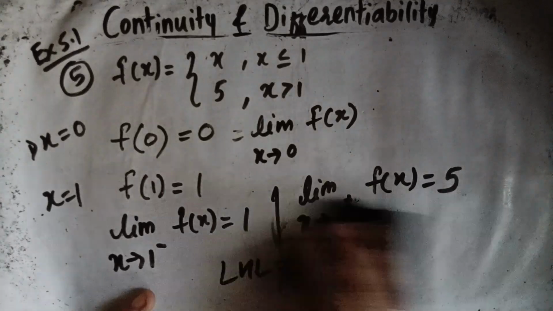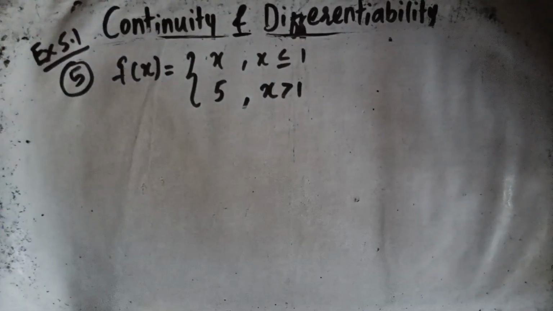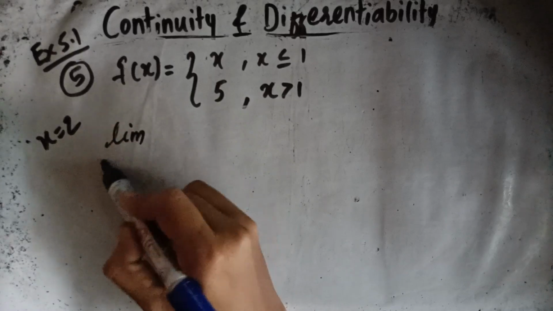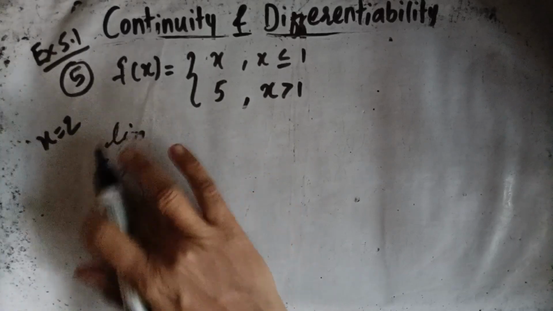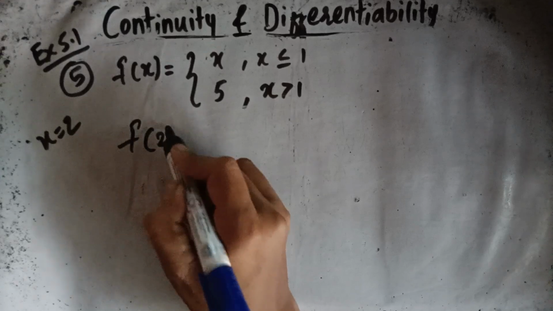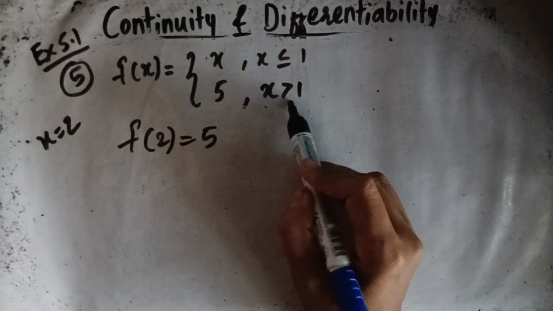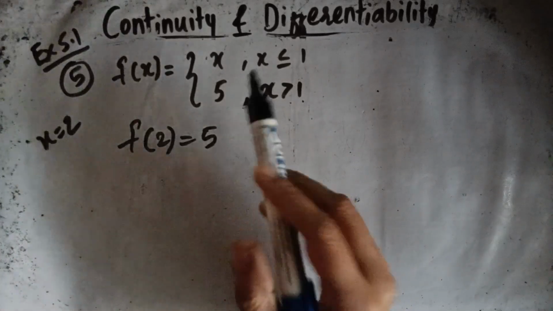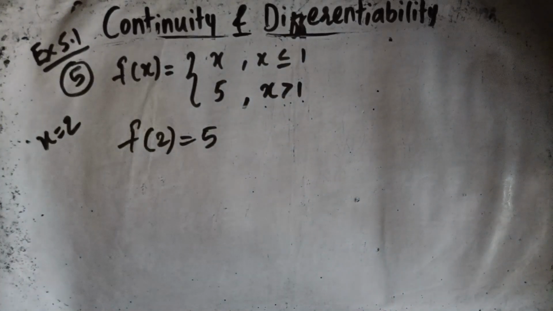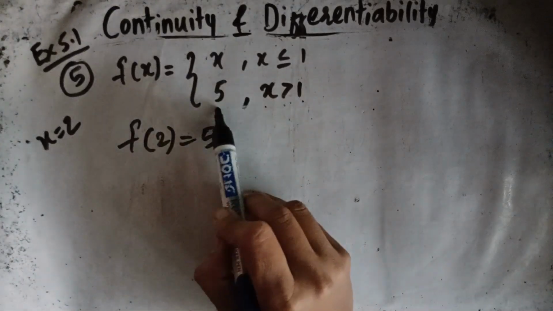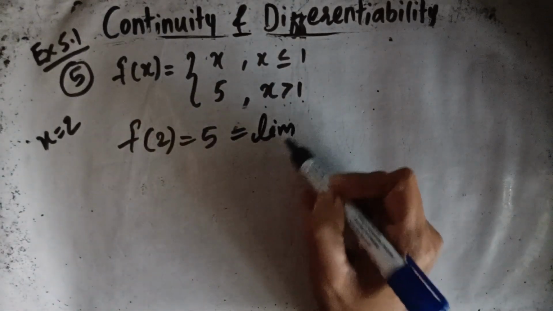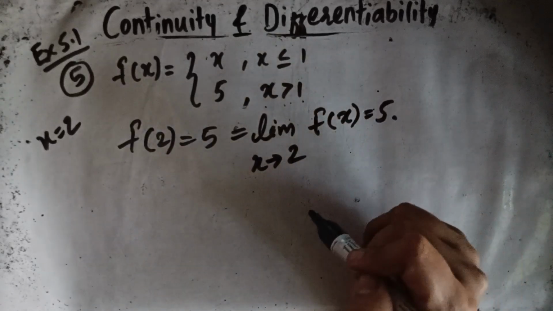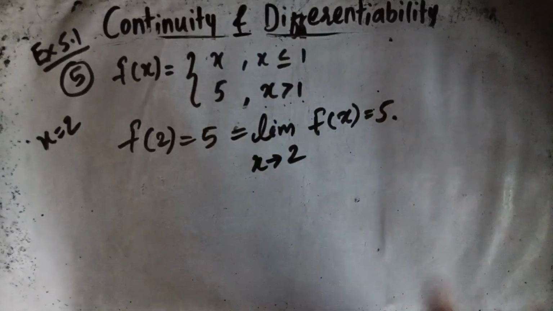What about x equal to 2? First you take f of 2, which is 5. For x greater than 1 it is 5, and the left hand limit and right hand limit at 2, approaching from the left hand side and right hand side, will be 5 only. So the limit as x tends to 2 of f of x is 5. So it is continuous at x equal to 2.